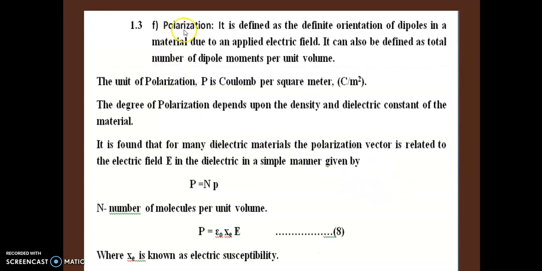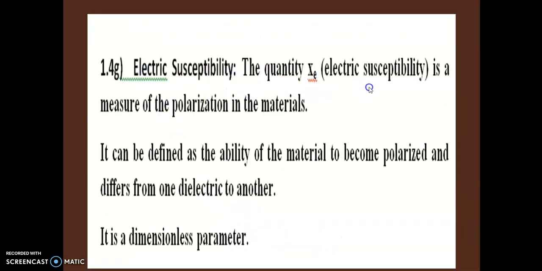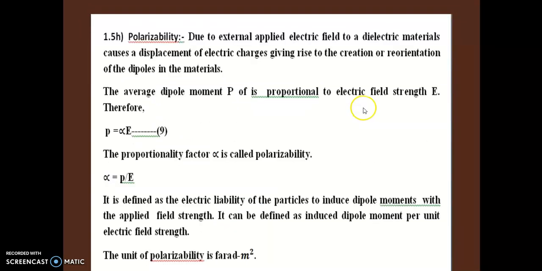Then we have seen the definition of polarization. I've shown you the animated video. So I think your concept of polarization might be ready today, and you must be able to explain the polarization. So total polarization can be defined as the total dipole moment per unit volume. Okay, so P is equal to N into small p. This small p means dipole moment, and we have seen polarization is equal to epsilon 0 epsilon r E. Then electric susceptibility and polarizability, we have seen the definitions.